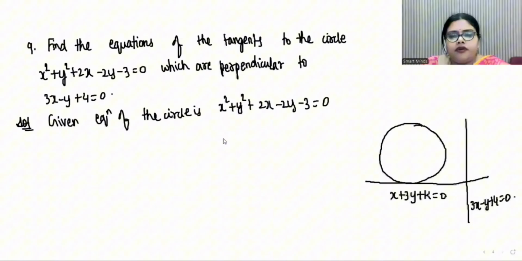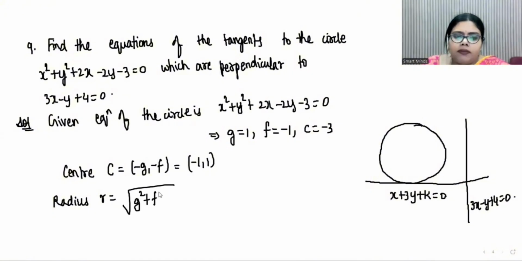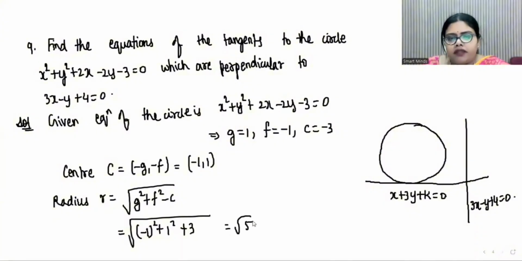Okay. So now from the circle equation, we get g, f, c. g is 1, f is minus 1, c is minus 3. Now what is center? Center C is equal to minus g comma minus f. That is minus 1 comma 1. Now what is radius? Radius formula is root over g square plus f square minus c. That is root over minus 1 whole square plus 1 square minus of minus plus 3. So that is root 5.